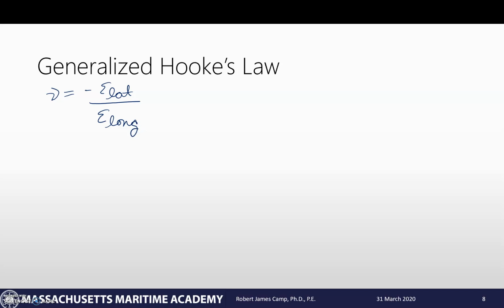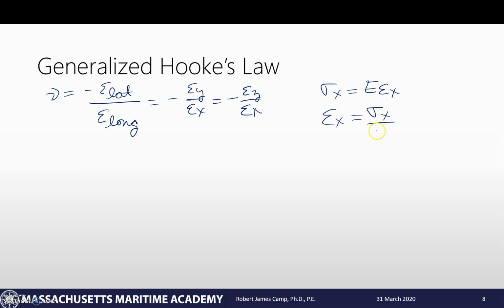And if we're just, in this example, pulling along the x direction, that would be the negative strain in the y divided by x, or negative strain in the z divided by x, since they're both going to be the same in the off-axis. And we also know that Hooke's law for normal stress tells us that stress in the x direction would be the modulus of elasticity, or Young's modulus, times the strain in the x direction, which we can rewrite as the strain in the x direction equals the stress in the x direction divided by the modulus of elasticity.